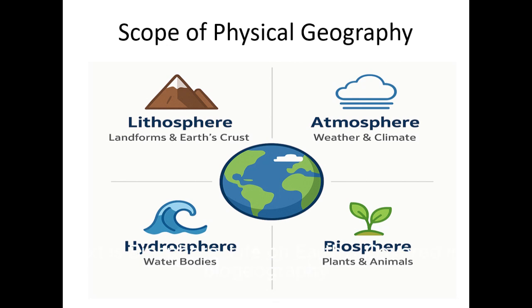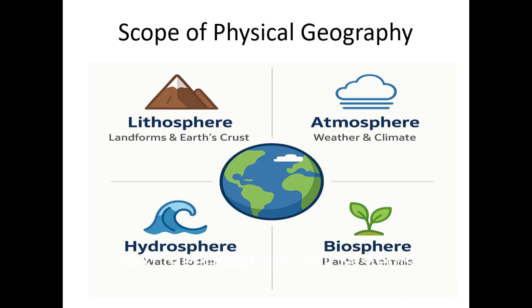Next is biosphere, covered in biogeography, which studies distribution of plants, animals, and ecosystems. It looks at how living organisms interact with land, water, and air. Example: why rainforests are found near the equator and tundras near the poles. This you will study in it.